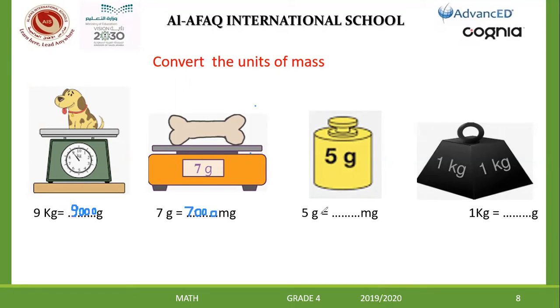What about gram and milligram? We just said each 1 gram equals 1,000 milligram. What about 5 grams? Repeat this 1,000 5 times will be also what? 5,000 milligram. Okay, what about 1 kilogram and gram? As we said, each 1 kilogram has 1,000 gram because I multiply this one by 1,000.